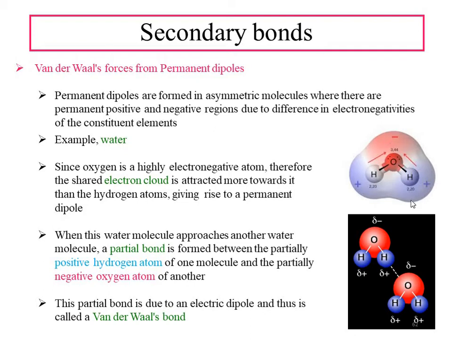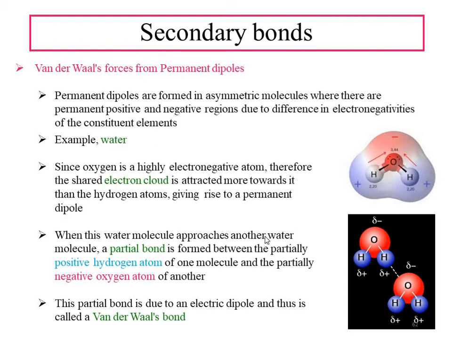So here a permanent dipole is exhibited. This structure has a permanent dipole. Here is a negative charge and here a positive charge. That is what is explained here.